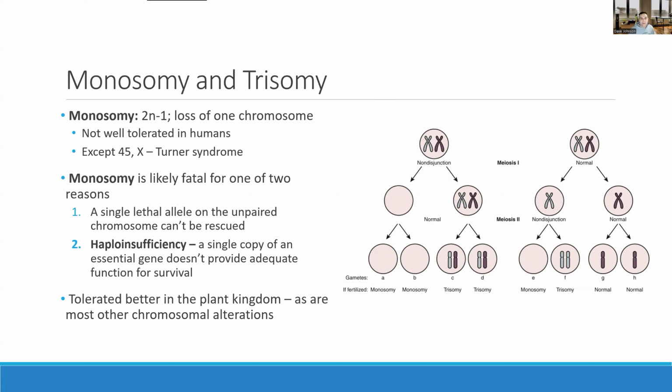The one exception that seems to be compatible with life is Turner syndrome. These are individuals who are genetically female. They have 45 chromosomes. They're missing 1 copy of the X, so they only have 1 X chromosome. And while this is tolerated, I should say is compatible with life, it's not without an effect. Individuals with Turner syndrome, depending on the severity of it, can exhibit changes to their anatomy and their physiology.